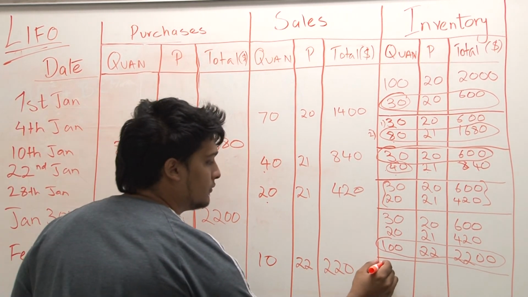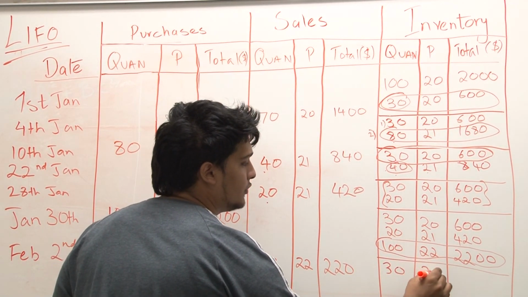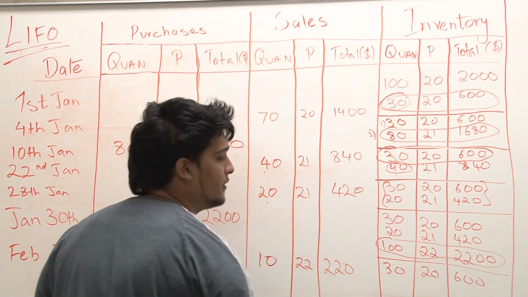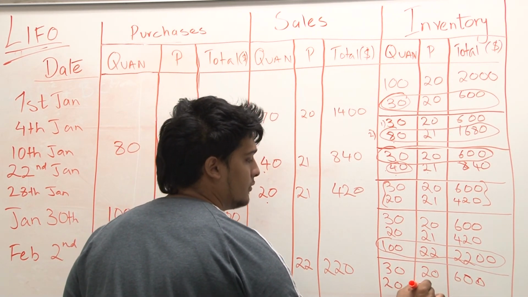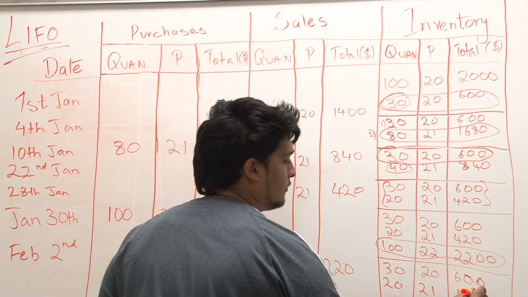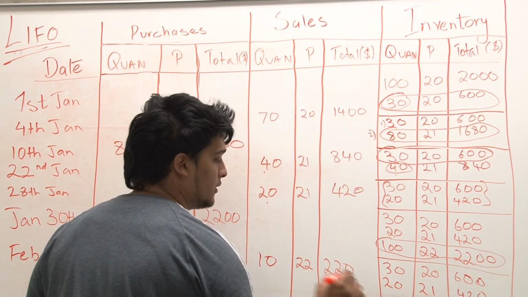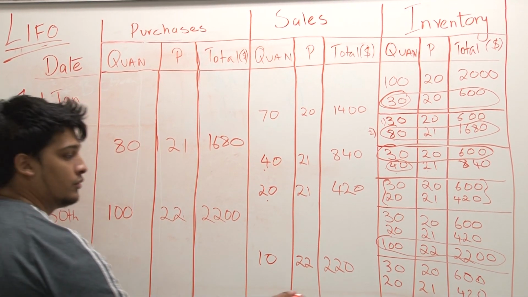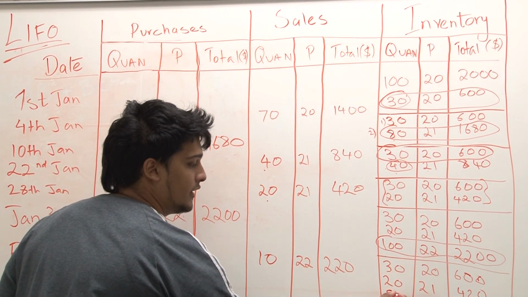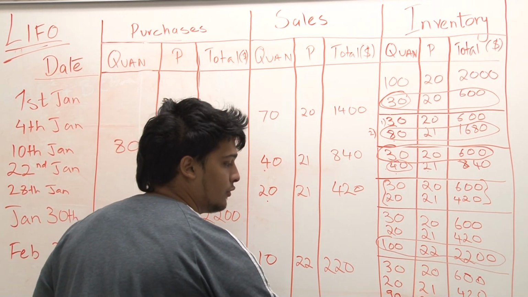We record everything. 30, 20, 600, 20, 21, 420. Here, this time, I'm going to do 90, 21.